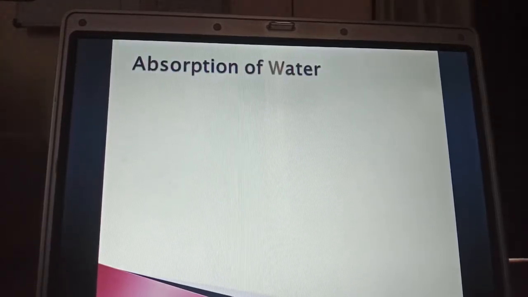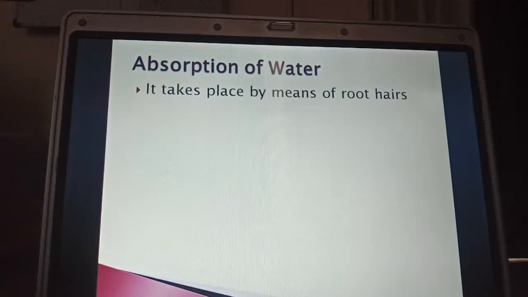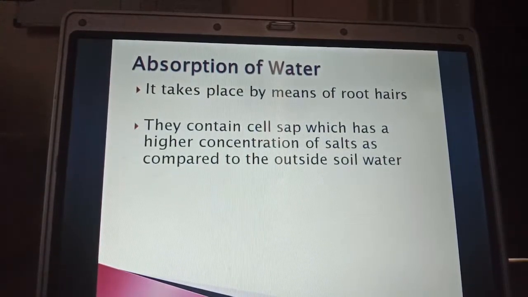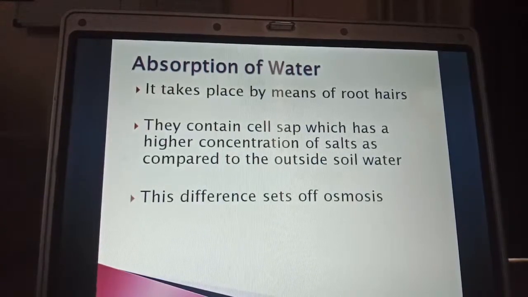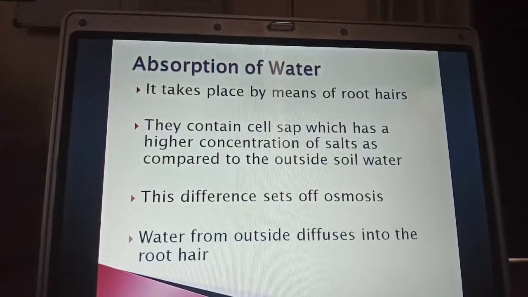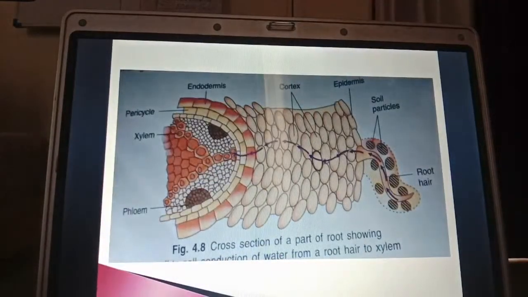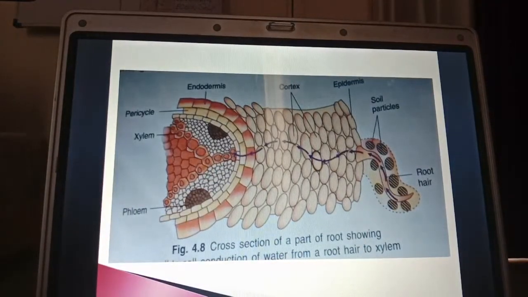Absorption of water, how does it take place? It takes place by means of root hairs. Root hairs contain cell sap which has a higher concentration of salt as compared to the outside soil water. This difference sets off osmosis. Water from the outside diffuses into the root hair. So this is the diagram showing how the movement of water takes place from the roots.